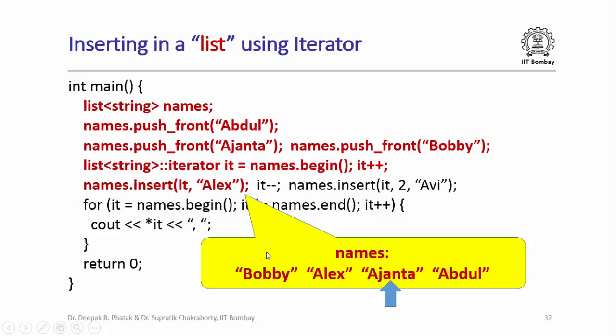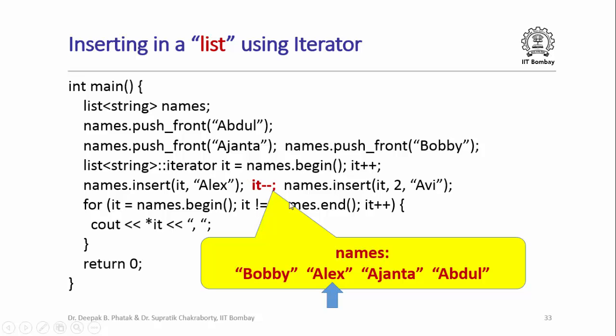Here is another example of insertion in a list using iterator. So this is the part that we just saw. After the code that is shown in brown is executed, I basically have the list Bobby, Alex, Ajanta, Abdul, and IT is still pointing to Ajanta. So now what I could do is I could say IT minus minus. So now IT is going to point to the previous element in the list, which is Alex. And then I could say names.insert IT, comma, Avi. So this is basically saying insert just before IT.